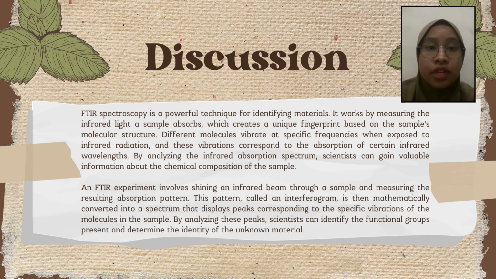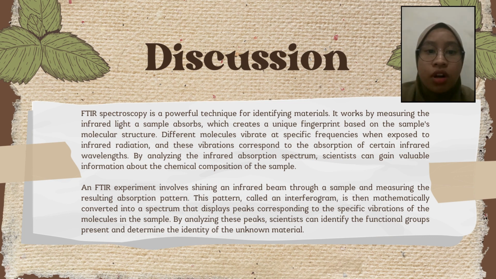For the discussion, FTIR spectroscopy is a powerful technique for identifying materials. It works by measuring the infrared light a sample absorbs, which creates a unique fingerprint based on the sample's molecular structure. Different molecules vibrate at specific frequencies when exposed to infrared radiation, and this vibration corresponds to the absorption of specific infrared wavelengths. By analyzing the infrared absorption spectrum, scientists can gain valuable information about the chemical composition of the sample.